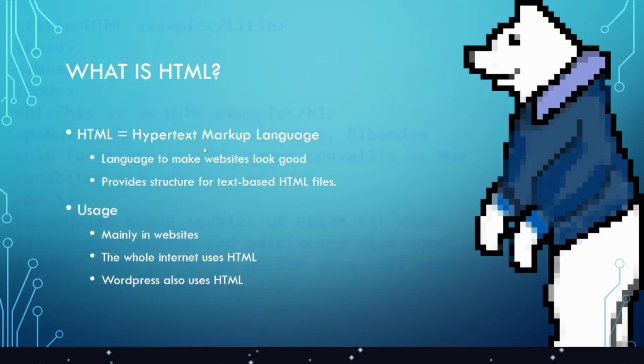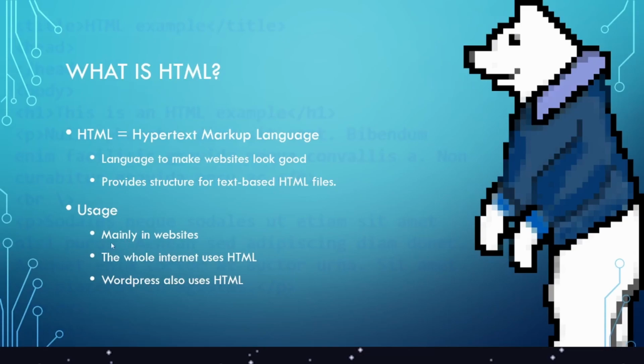HTML stands for Hypertext Markup Language. This is the language that is made to make websites look good. So websites are nothing without this language and without the text provided in it. By using this text, which is in the HTML file, we can create websites that are very famous or very known, like Amazon, YouTube, and so on and so forth.